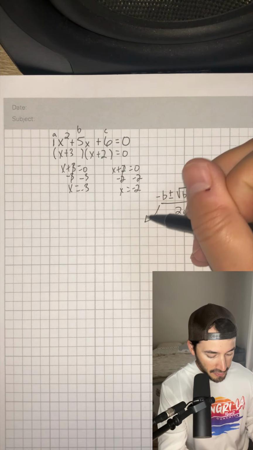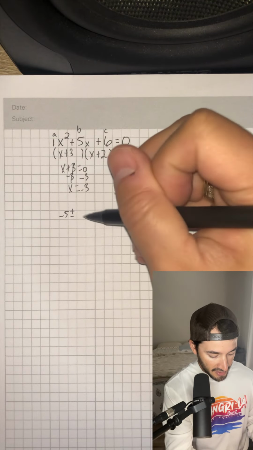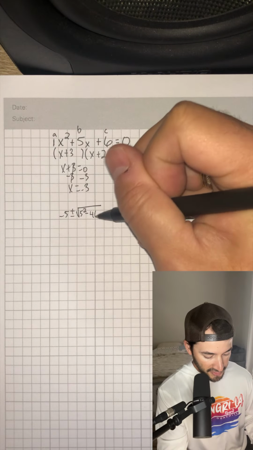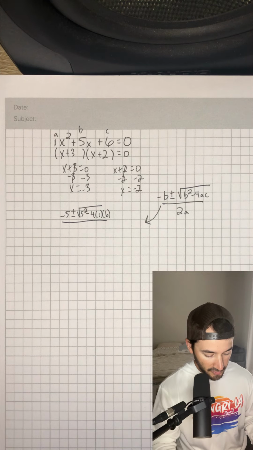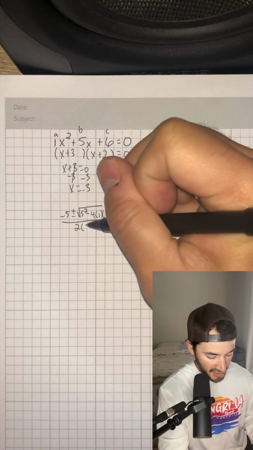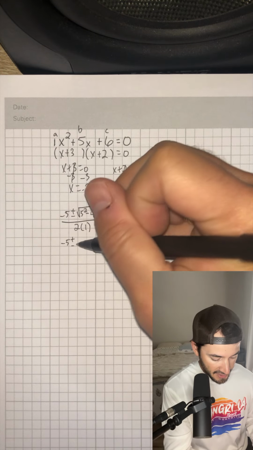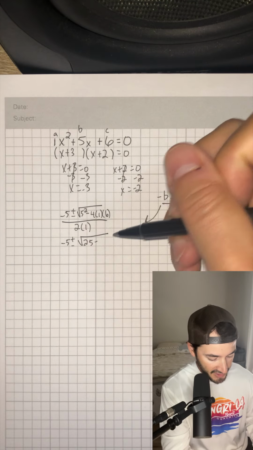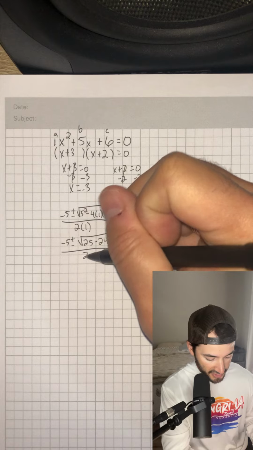So if we plug all those numbers in, we would get negative 5 plus or minus the square root of 5 squared minus 4 times 1 times 6, over 2 times a, which is 2 times 1. So now we can simplify to negative 5 plus or minus the square root of 25 minus 4 times 6, which is 24, over 2 times 1, which is 2.